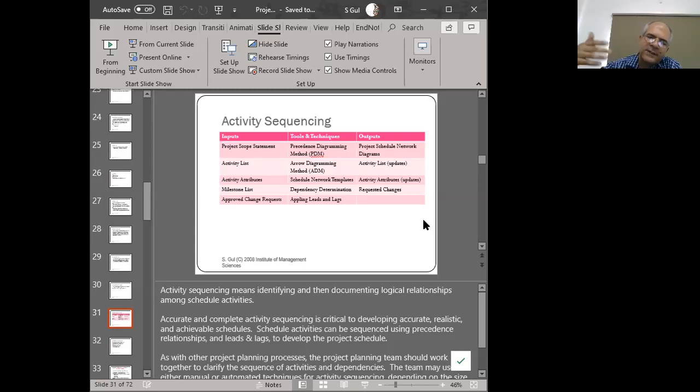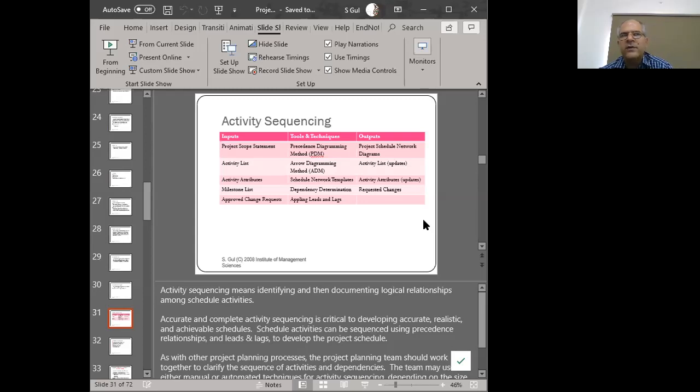So we have to think along these lines, that there are relational dependencies such as FS, SS, start to finish, finish to start, etc. Or we could have this other form of dependency called the soft and hard dependency. So we have to schedule these soft and hard dependencies into our schedule as well. And we exercise them in the form of leads and lags, right?